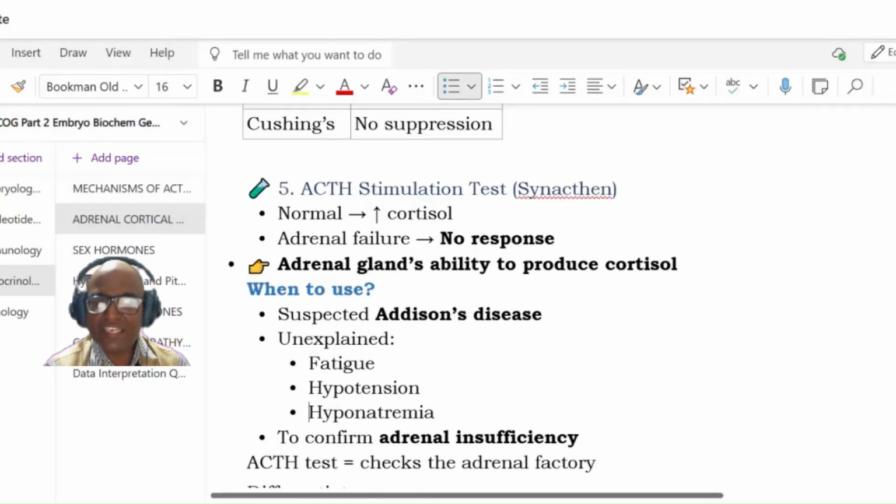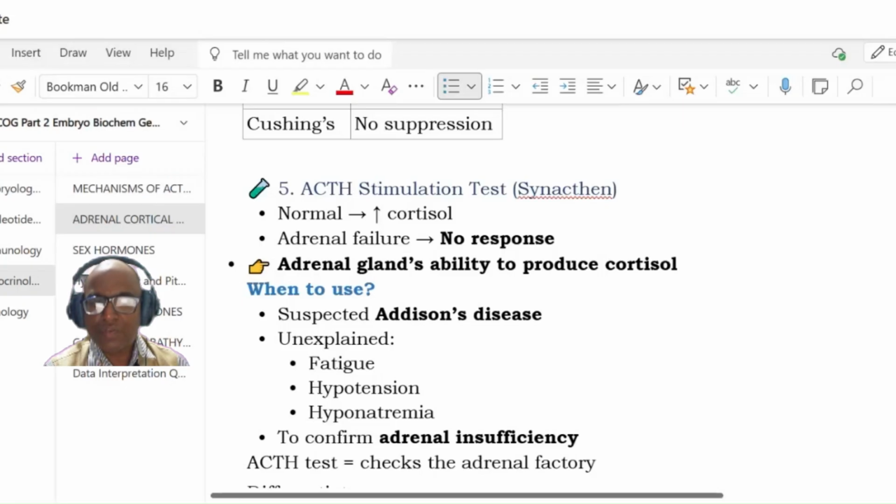Next is the ACTH stimulation test, also called the Synacthen test. So what is the normal response when you give ACTH? It will act on the adrenal, and it will increase the cortisol level. So if the adrenals are failing, there will be no response. When you give ACTH, normally you should expect the adrenal to increase cortisol. If this is not happening, that means there is an adrenal failure. So primarily when we talk about the ACTH stimulation test, it is the adrenal gland's ability to produce cortisol. That is what we are testing.